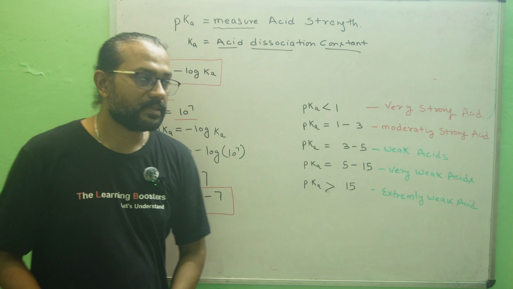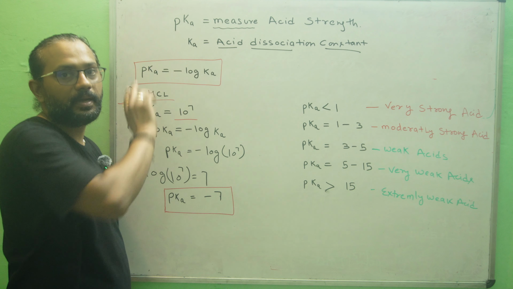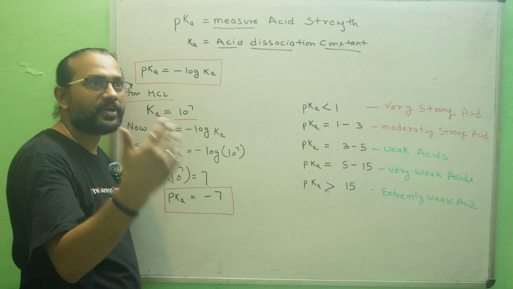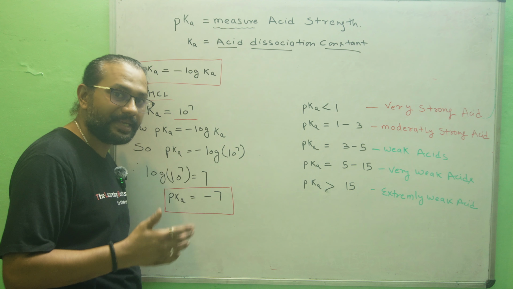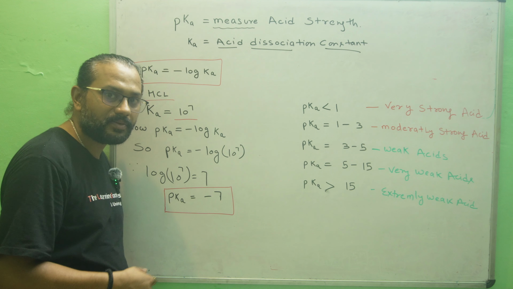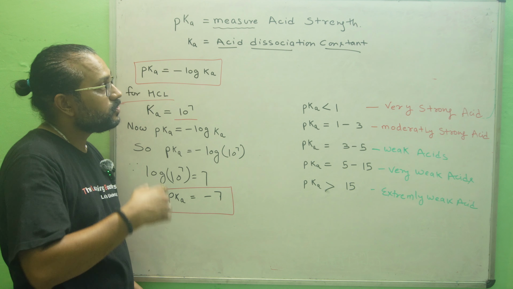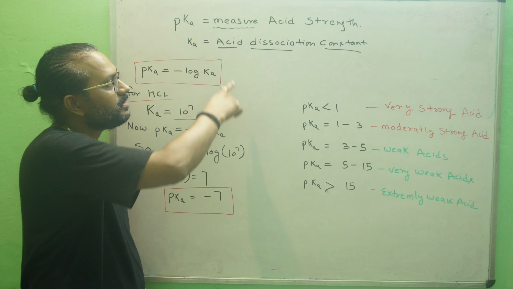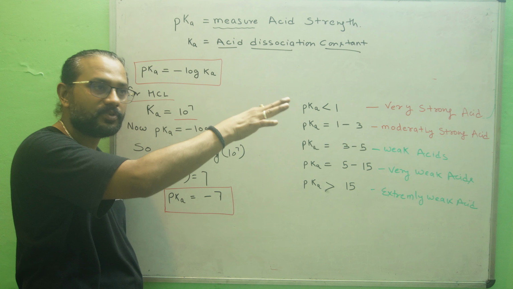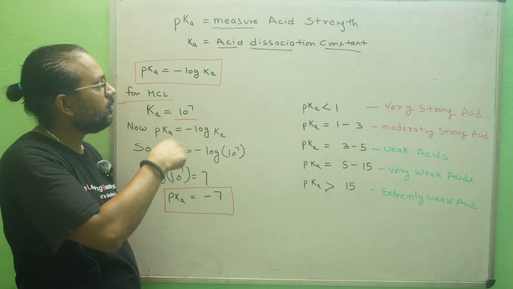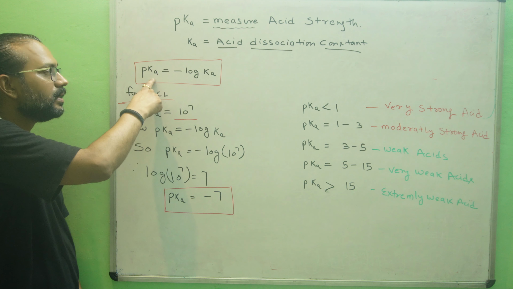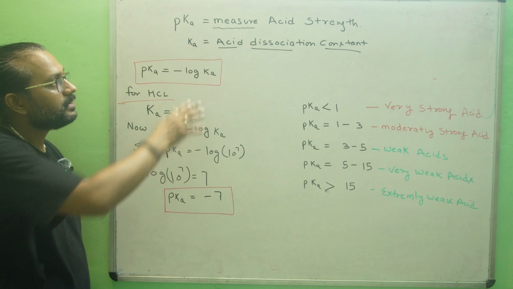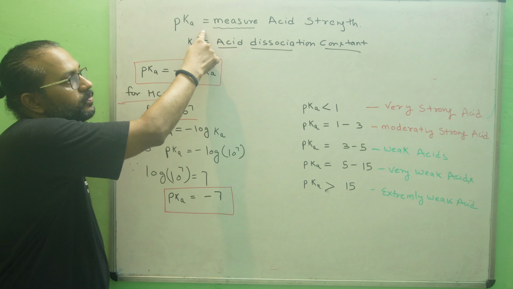So now let us discuss the next term, that is pKa, which measures the strength of an acid. That means how acidic it is. Is it a strong acid, a weak acid, or a moderate acid? In the last topic we discussed Ka, the acid dissociation constant. Now if we take the logarithm of that, pKa is equal to minus log Ka. That is another measure used to measure acid strength.